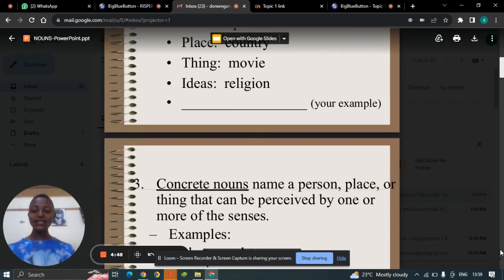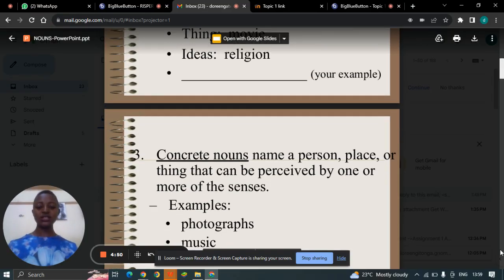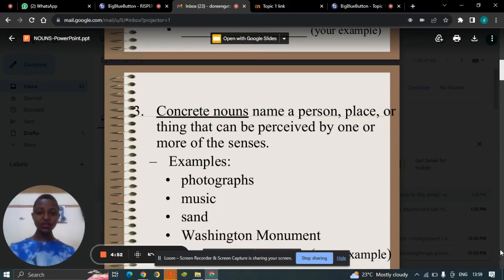So we go to the third type of noun, the concrete noun. Concrete nouns are nouns that can be perceived by our senses. We have five senses: you can see, you can hear, you can smell, you can taste, you can touch. Those are the five senses that you were taught back in primary school.